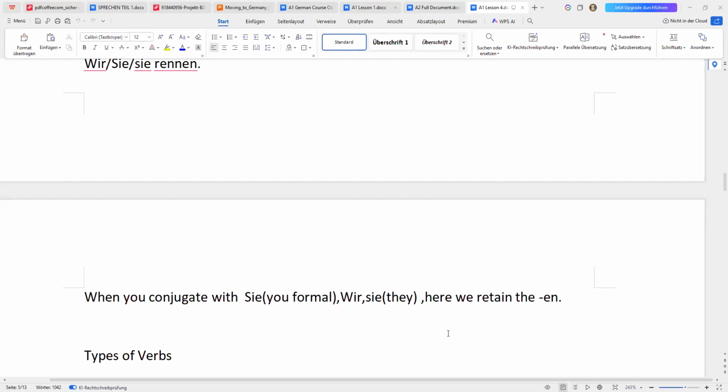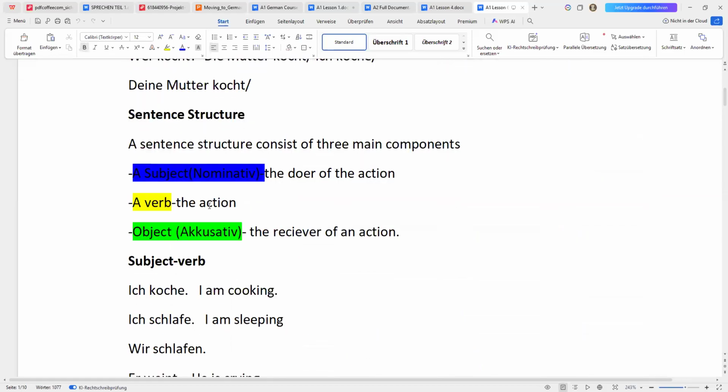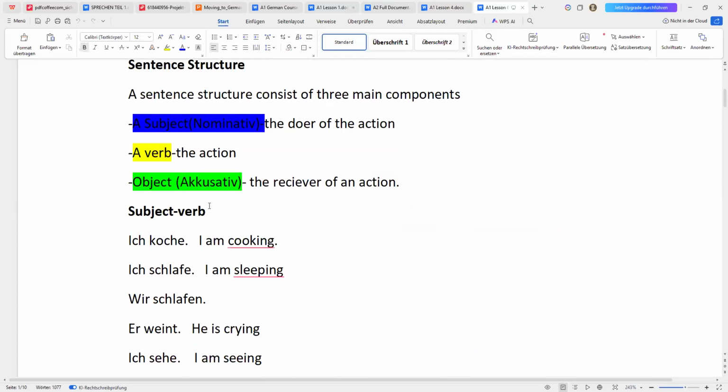So next is now on sentence structure. That is what I want to touch on just a little bit. Sentence structure is the most important thing that you must learn. You must know how the sentence structure works. And sentence structure is subject, verb, then object.